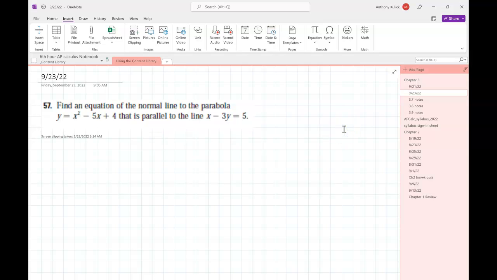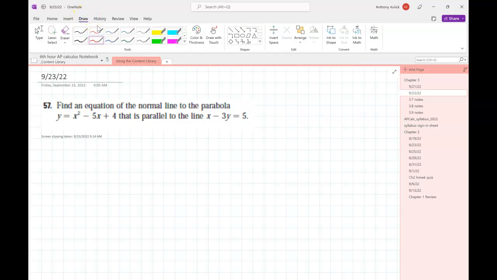Okay, it says find an equation of the normal line to the parabola that is parallel to the line. All right. To write a normal, I'm going to need a slope and a point. Everybody's cool with that? All right.